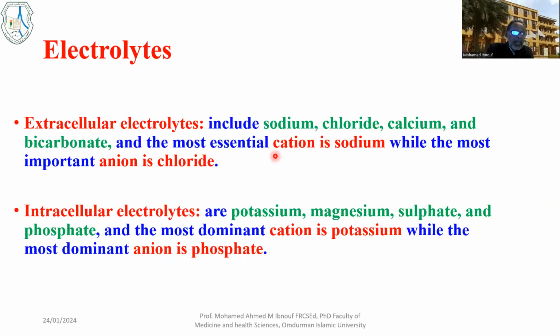Now, the electrolytes, as I said before, extracellular electrolytes are sodium chloride, potassium, and bicarbonate. And the major cation is the sodium, while the most important anion is the chloride. On the other hand, the intracellular electrolytes, the most important are potassium, magnesium, sulfate, and phosphate. But the most important cation is the potassium, while the most important anion is phosphate.